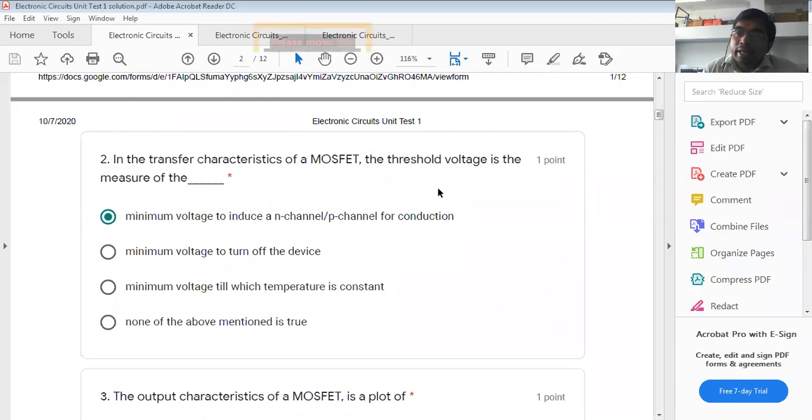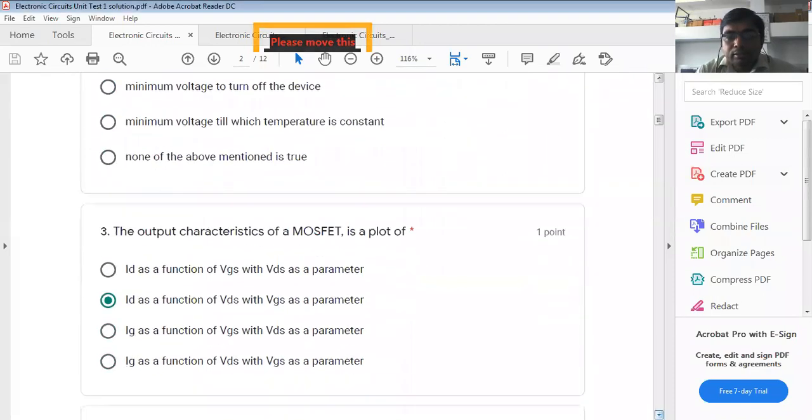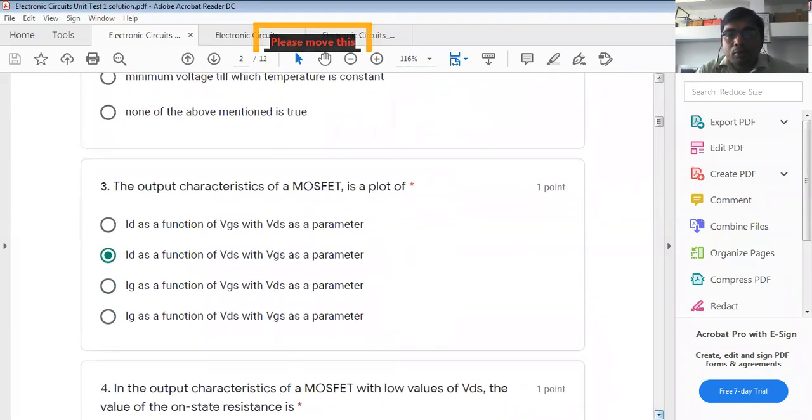Either you are using an N channel device or a P channel device, the purpose of the threshold voltage is to induce the channel, and it is a minimum gate to source voltage. Understood? It is a very simple, straightforward theoretical question. The third one is: the output characteristics of MOSFET is a plot of what?